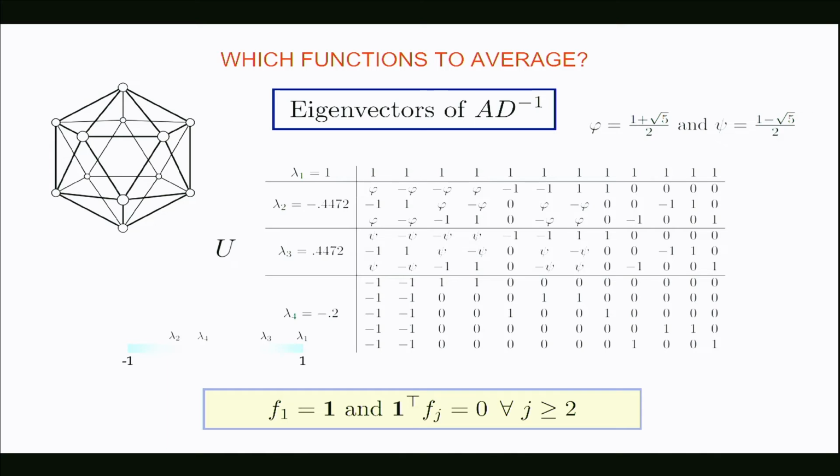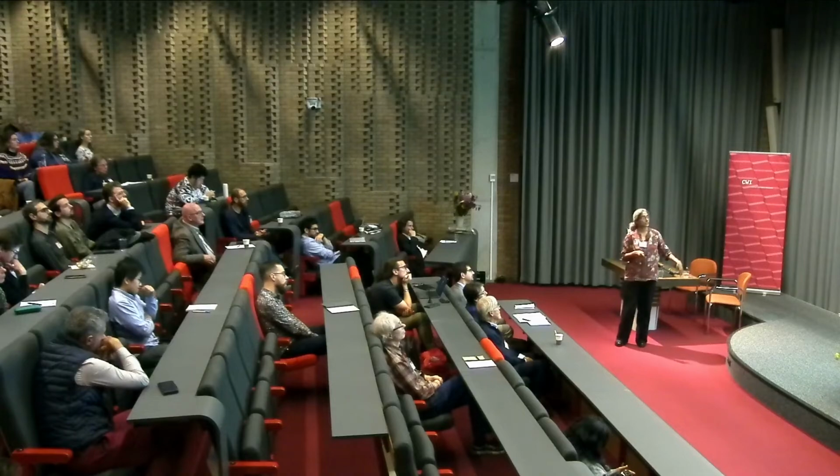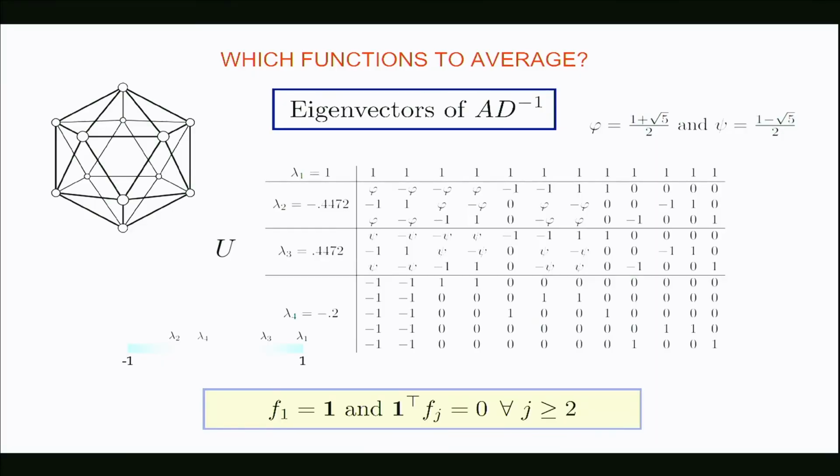In this example, you see immediately that there are 4 eigenvalues, and they come with multiplicity. They do lie between 1 and -1. The first eigenvector that comes with eigenvalue 1 is always the all ones vector, so that one is trivial. And all the other eigenvectors, all the other rows of the matrix, because of orthogonality, have this property: 1 transpose times any other fj is equal to 0.